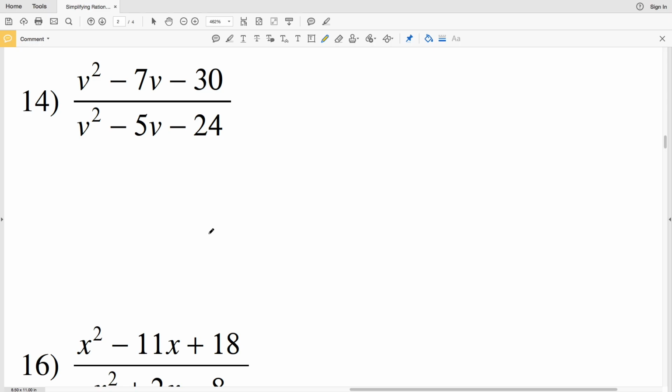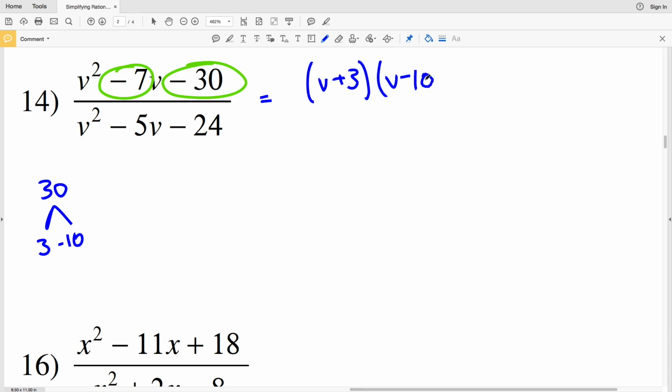Number 14 is a bit different. In number 14, we have a quadratic in our numerator and a quadratic in our denominator. So we're going to have to simplify each of those. First, let's start with that numerator. What multiplies to give us negative 30 and adds to give us negative 7? Looking at our factors of 30, that will be 3 and 10, where the 10 is negative, because 3 times negative 10 is negative 30, and 3 minus 10 is negative 7. So we'll rewrite our numerator as v plus 3 times v minus 10.